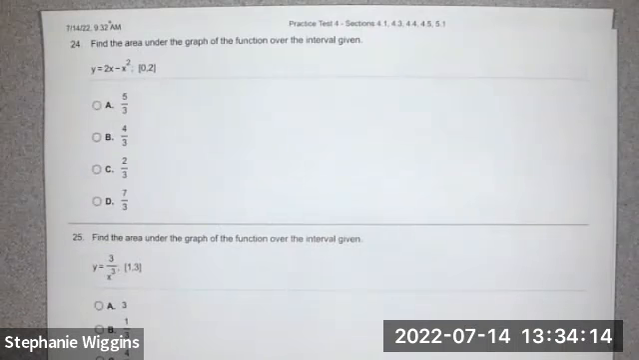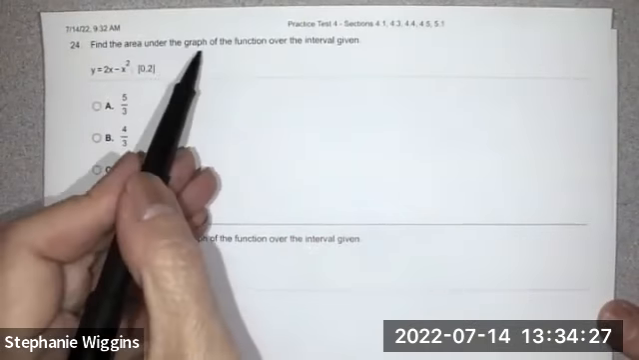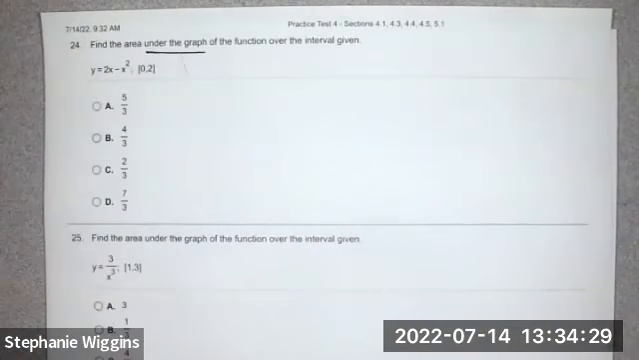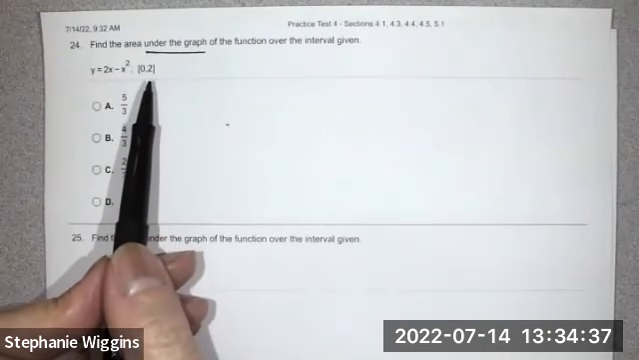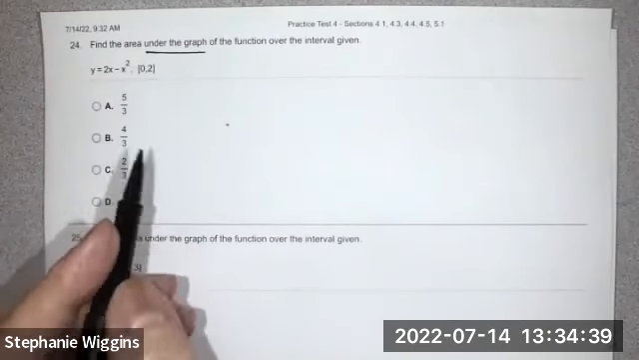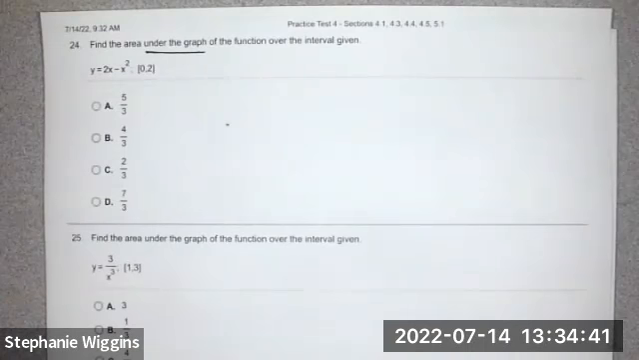Starting with problem 24. This collection of problems are all going to be done on the calculator. The area under the graph of the function over the interval. The key words here are "under the graph." These problems that say under the graph are referring to functions that are above the x-axis on the given interval, and so all you're going to do is calculate the definite integral to find that area.